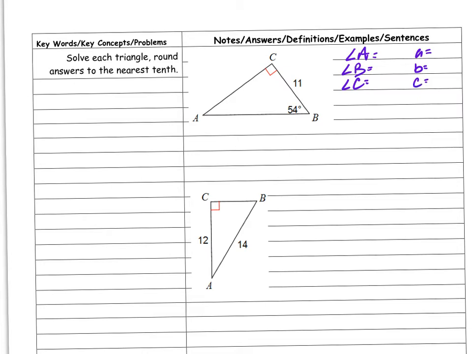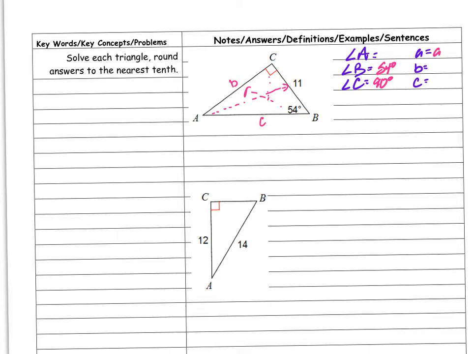So I'm going to go ahead and write down what I already know. Well, I know that angle C is 90 degrees, and I know that angle B is 54 degrees. And then I know that side A is 11. Remember, the sides are opposite the angles. So that's side A. This one is side C, and this one is side B. Okay, so now I know what I need to find.